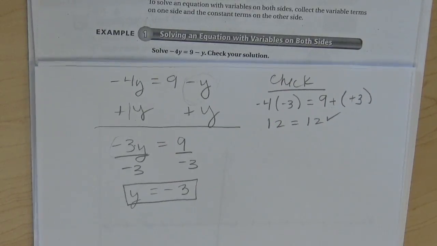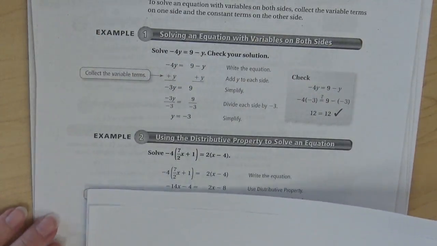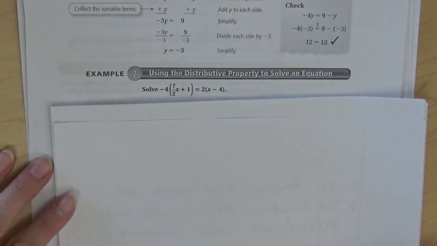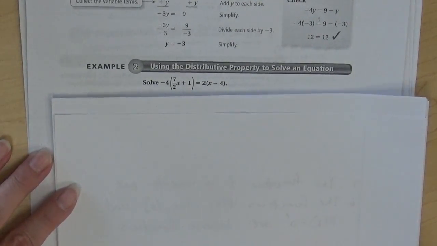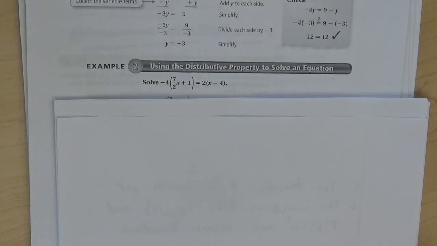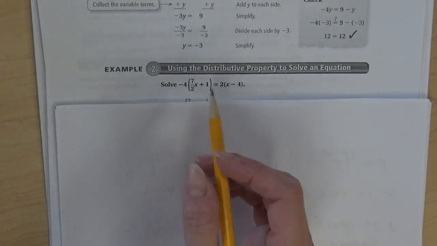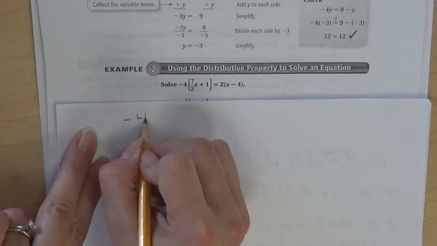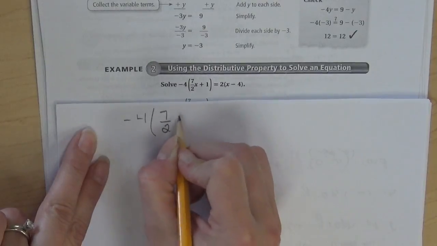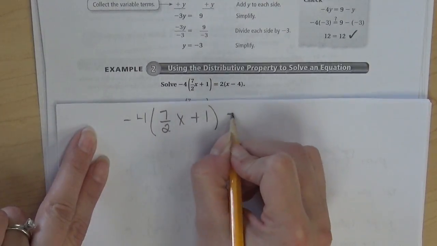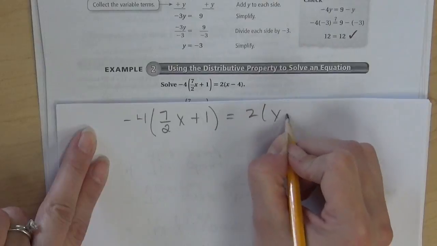Let's look at example 2. In number 2, I have to use the distributive property to solve an equation, and we did an example with using the distributive property in the previous section. We just have more variables to deal with now. So our problem is negative 4 parentheses 7 halves x plus 1 equals 2 parentheses x minus 4.